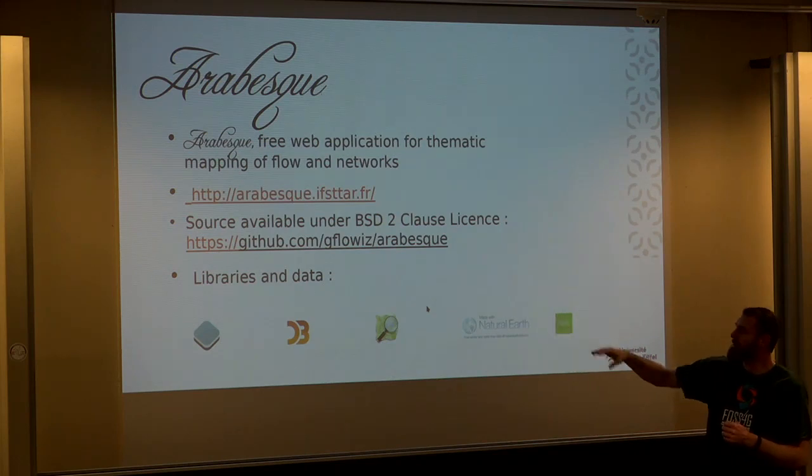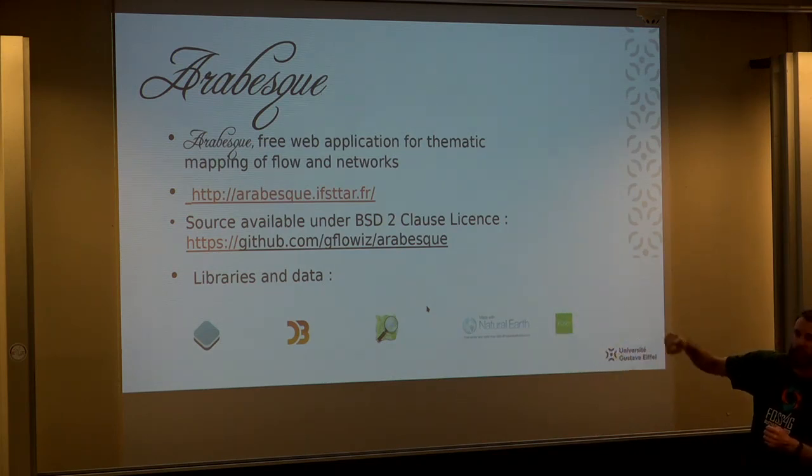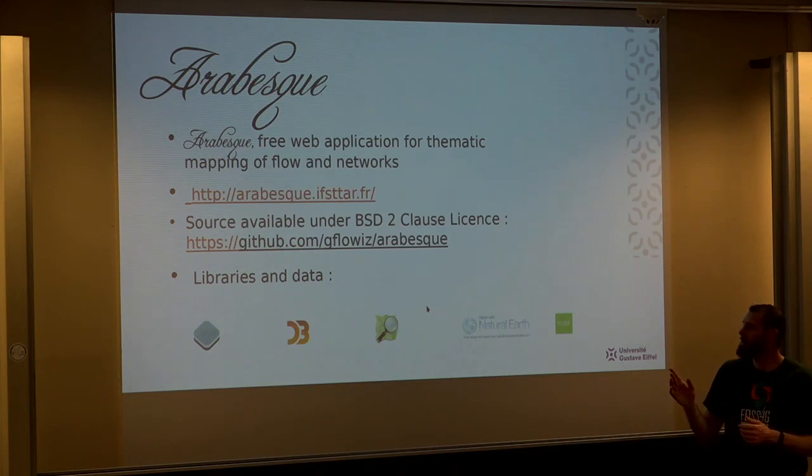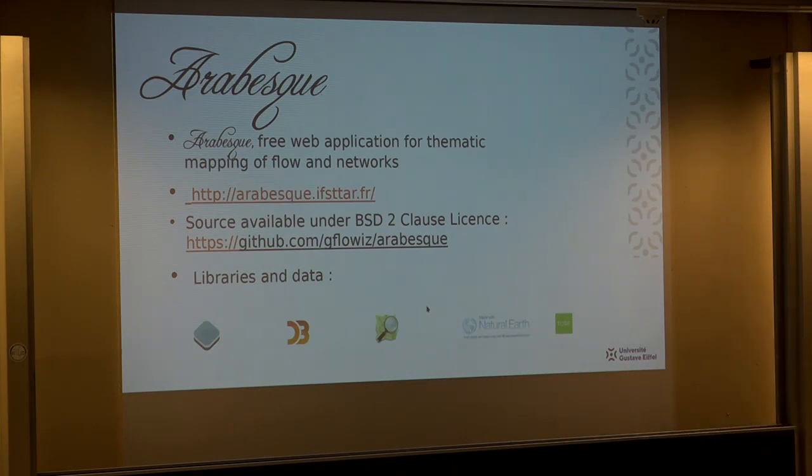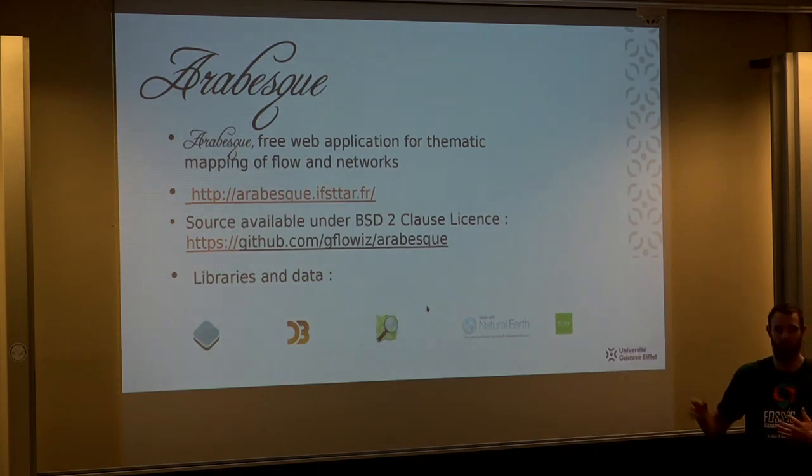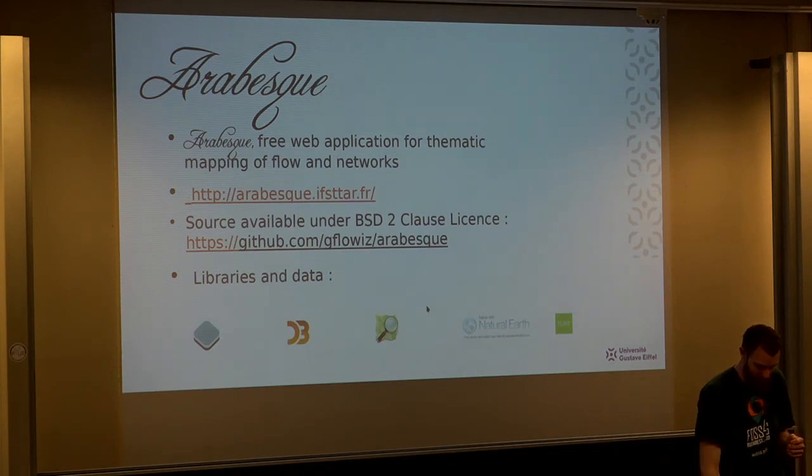The source code is available on GitHub with a BSD 2-clause license. We use, of course, open source libraries, mostly web libraries like OpenLayers or D3.js, and Turf for data handling. We also provide some data sets to work with and to play with the application. They come mostly from Natural Earth or OpenStreetMap, or custom data sets we found online.